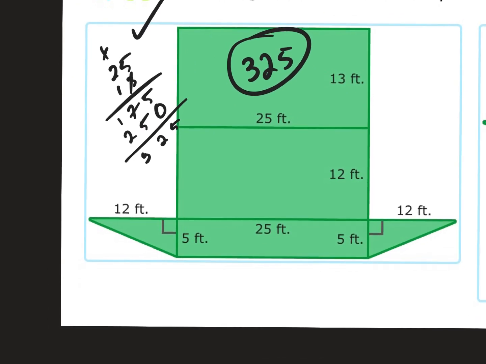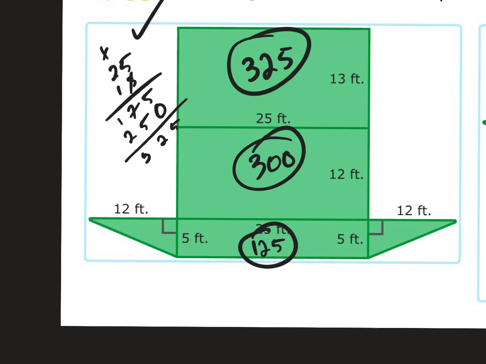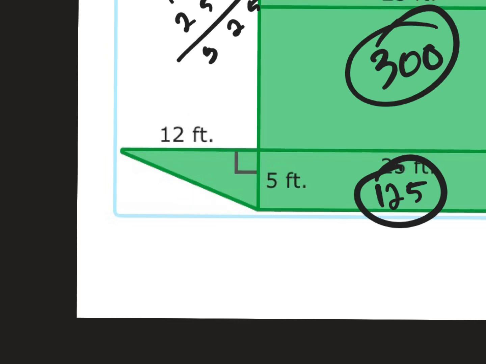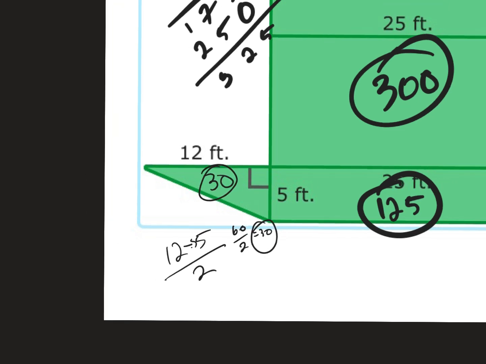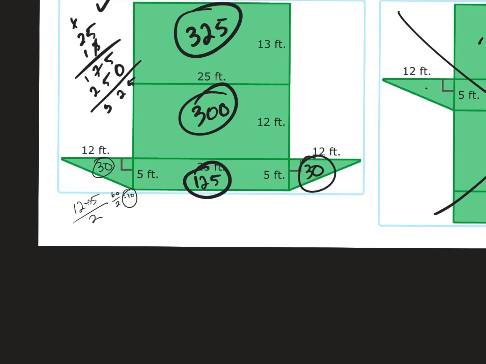Down below, if we have 25 times 12, we just take away 25. So we would just have 13. And then if we have 25 times 5, that would just get us 125, because 25 times 4 gets us 100, and then plus another 25, we get 125. And if we have 12 times 5 divided by 2, if you already know 12 times 5, that gets us 60, but we still have 60 over 2, which gets us 30. So this area is 30, and this area is also 30.